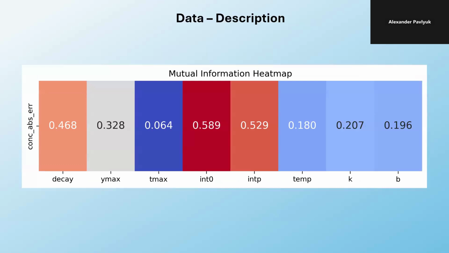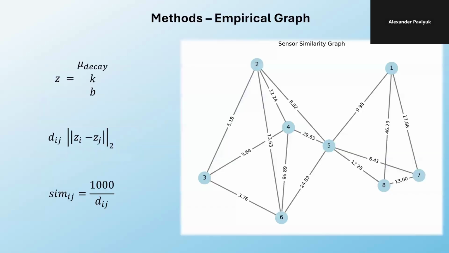The mutual information is calculated between the features and the label, and we see that most of the features are dependent on the concentration difference. However, the temperature is very low. This is mainly caused by the low variance of this feature in the whole data set.